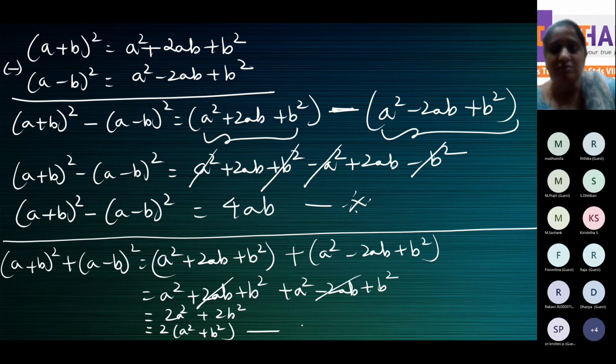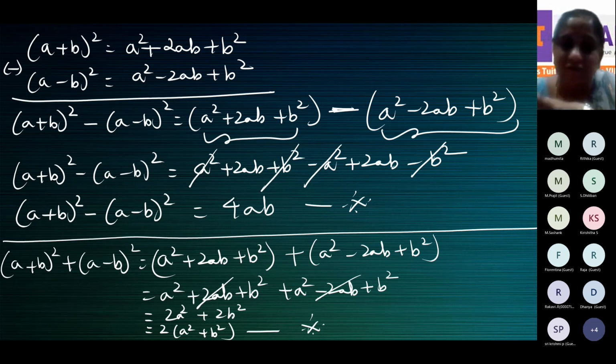These two identities are very important. It's used in many places, even in trigonometry. It helps you save time. Make a note of this, children. Very important. Make a note of this. This is not a part of the answer. Here we are seeing how these identities are derived. Make a note of this.